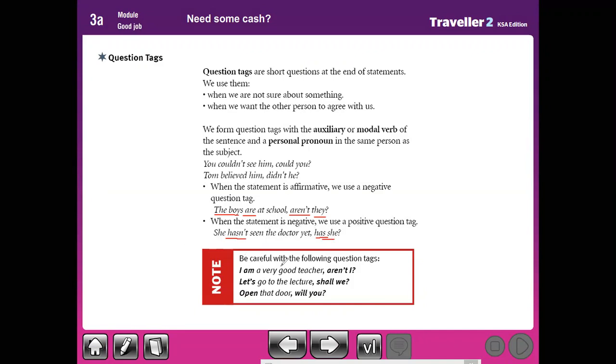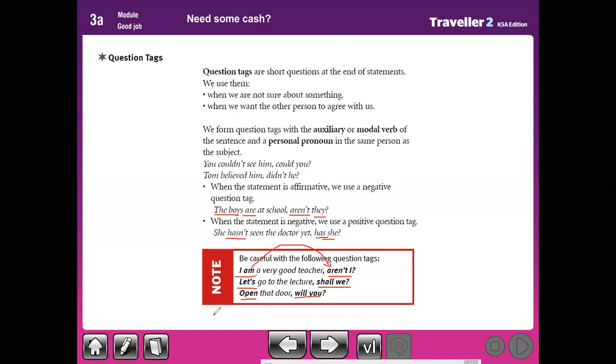Pay attention to this important point. I am a very good teacher. Here, I am changes into aren't I? I am, aren't I? Let's changes into shall we. Affirmative imperative sentences, you should use will you.